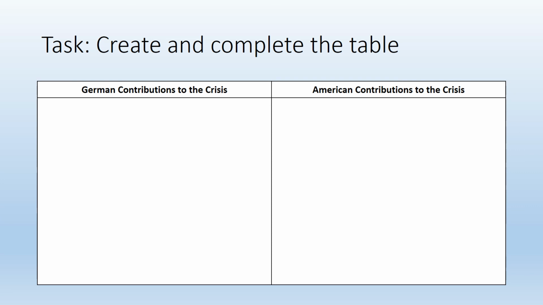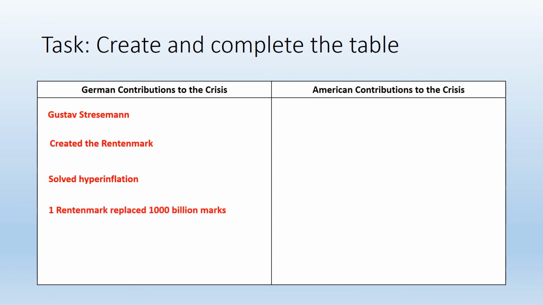So having a look at German contributions to the crisis, we should be mentioning something about Gustav Stresemann, the creation of the Rentenmark, hyperinflation being solved, one Rentenmark replaced 1,000 billion marks, and it fixed the issue, but most Germans still did not trust Weimar because they never received their life savings back.